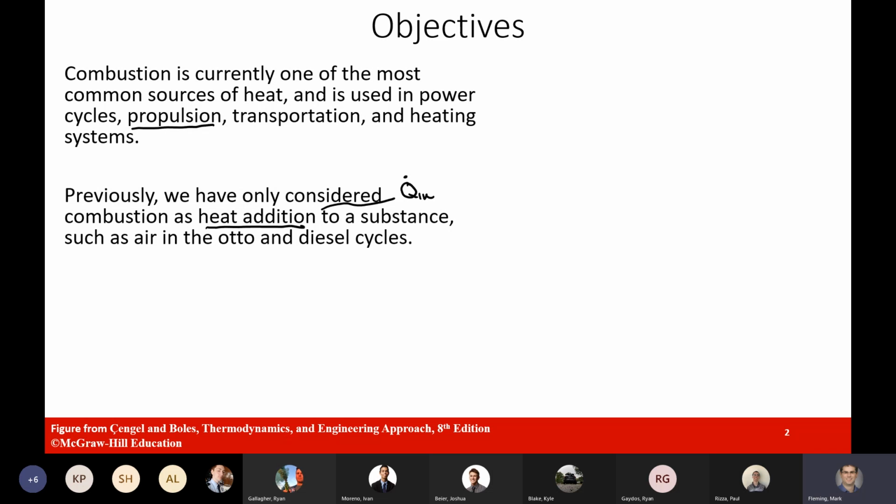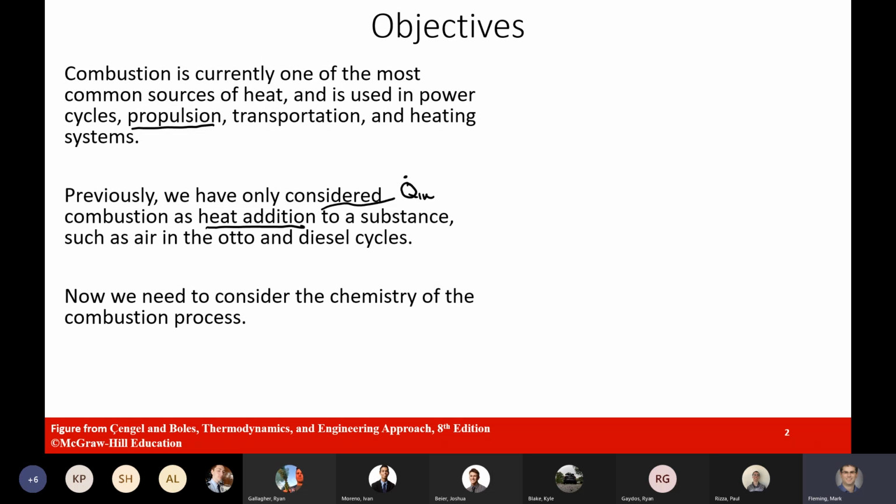So again, the main goal is to figure out how we're going to use a fuel to provide that heat. Because we pay for fuel. We don't necessarily pay for the heat. We pay for the fuel that we combust and turn into heat. That's why we have to take it one step further and look at the chemistry of combustion. Combustion in and of itself is going to be a chemistry problem.